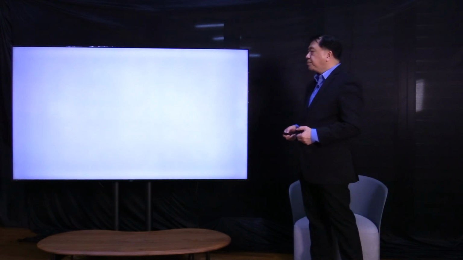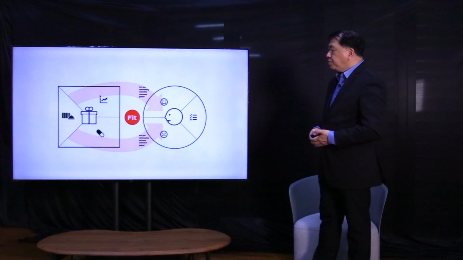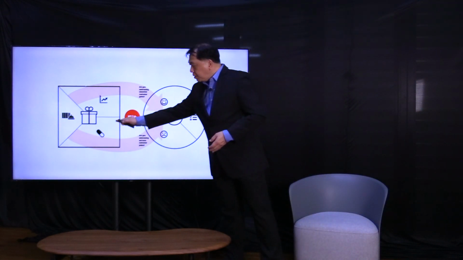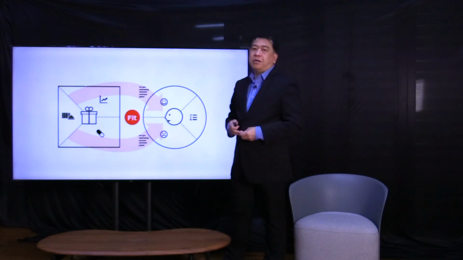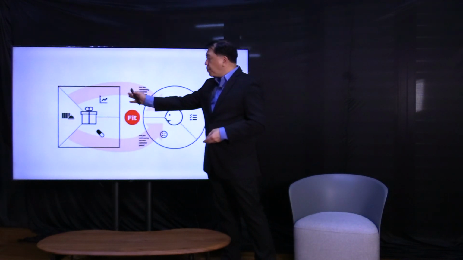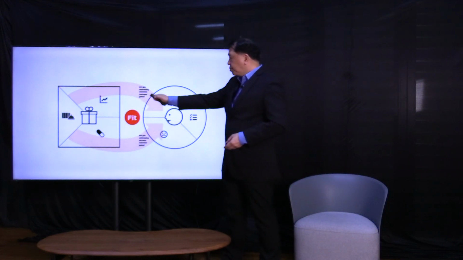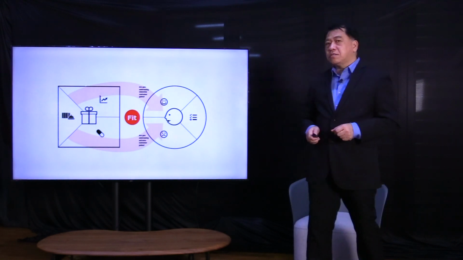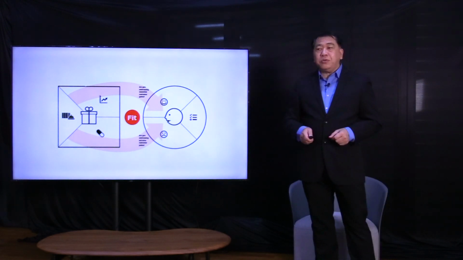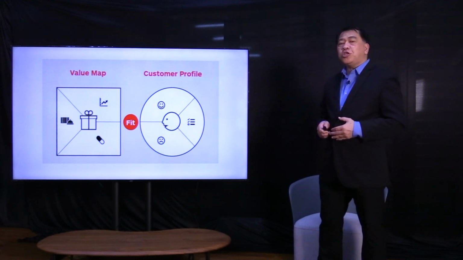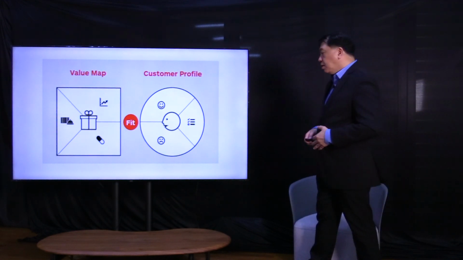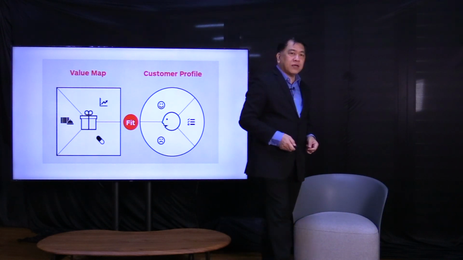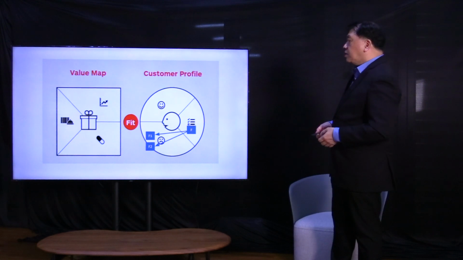And then we put both of them together, and we can see that if we are able to list down the pain relievers, list down the gain creators, and match them in terms of priority for the customers' pain and gain, then we would have achieved a product market fit. This is the market, this is the product, and a product market fit. And that's how we design this product, right?